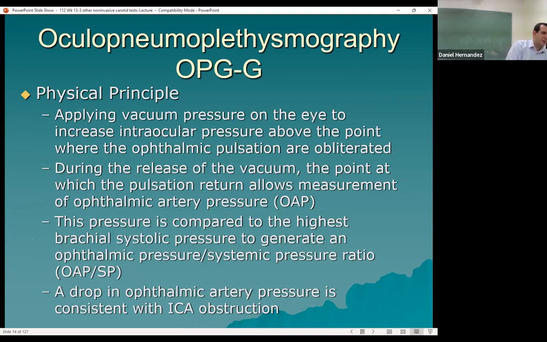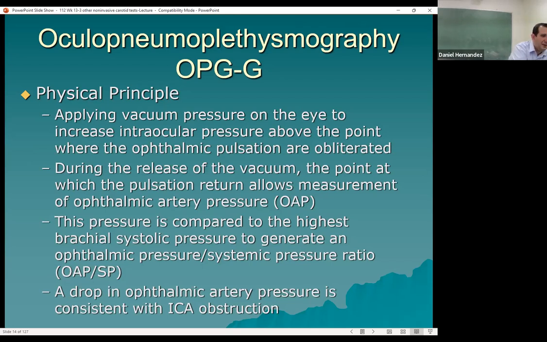So this procedure is another one that's also not very common. This one applies a vacuum pressure to the eye to increase intraocular pressure above the point where the ophthalmic pulsations are obliterated. So this is basically doing plethysmography on a patient's eye, determining eye pressures.